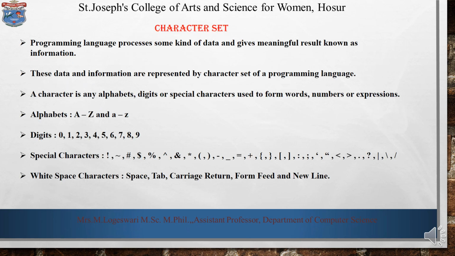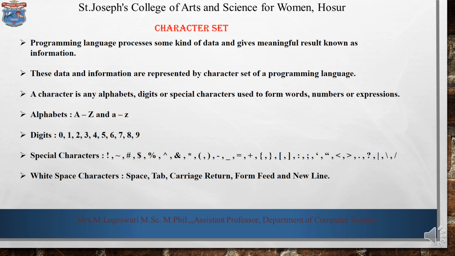Character set. So what are characters? Any data or information is called a character. A group of letters or information processed in the programming language is what we mean by the character set. So what characters are there? Any alphabet, digits and special characters are characters. They are used to form words, numbers or expressions.